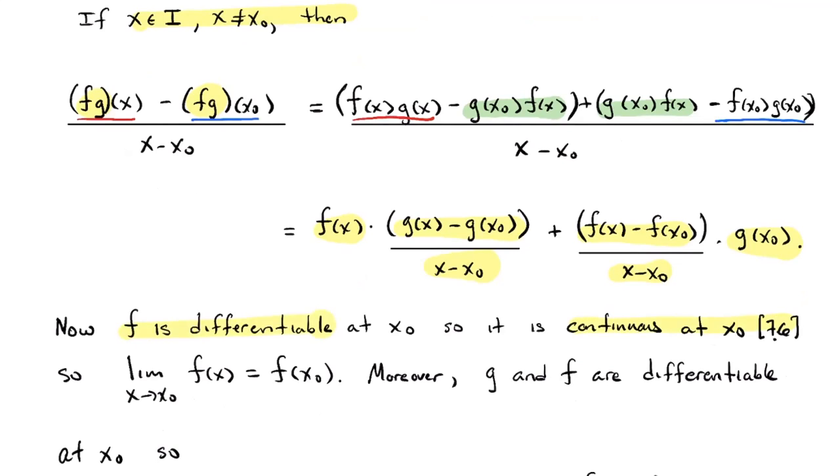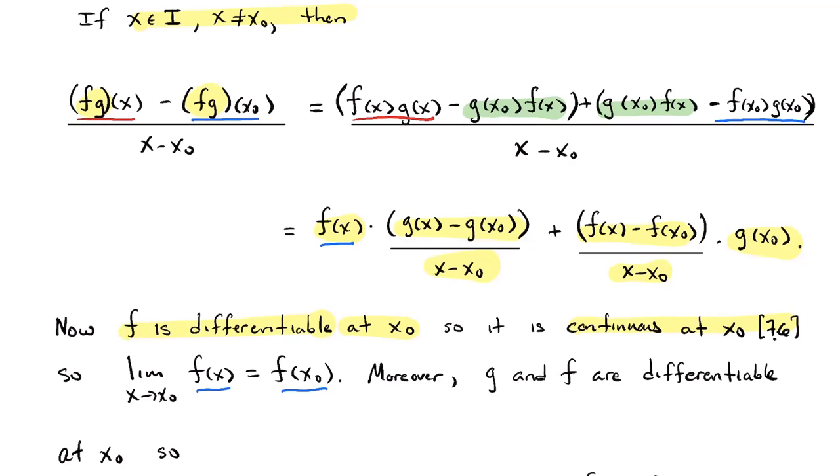That's what we proved in the previous video lecture. So 7.6 says that if f is differentiable at x naught, then it's continuous at x naught. So when we go to take this limit, this term that I'm going to underline in blue, the limit of f of x as x goes to x naught is going to become f of x naught. That's by continuity, right? So the limit exists and equals the function value.